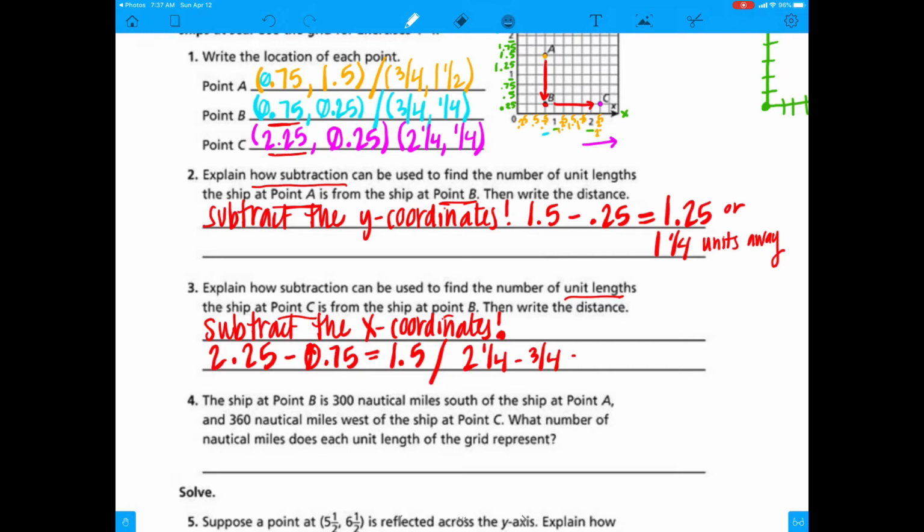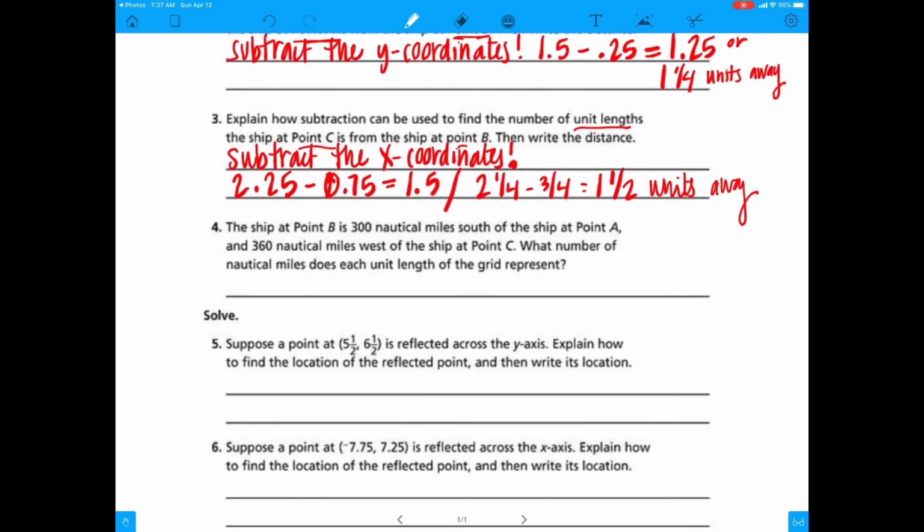Again, and I write this in fraction form as well. Whichever you pick, just stick with that, unless the problem somehow says x is going to be fractions, y is going to be decimals. That would just really be a headache, but I would stick with it.